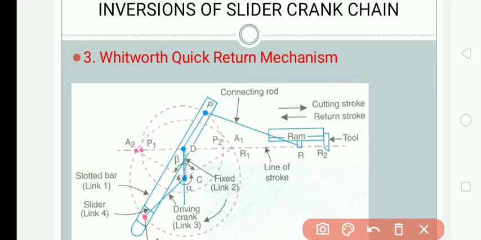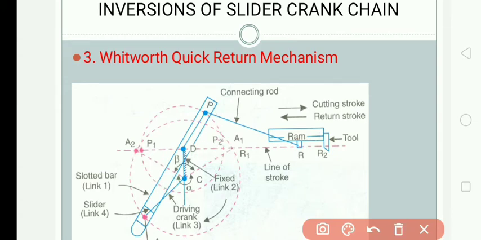Then the extreme positions are also shown in the figure. When the crank rotates, the extreme positions of the slider are shown by point A1 and point A2, and the extreme positions of point P are P1 and P2.